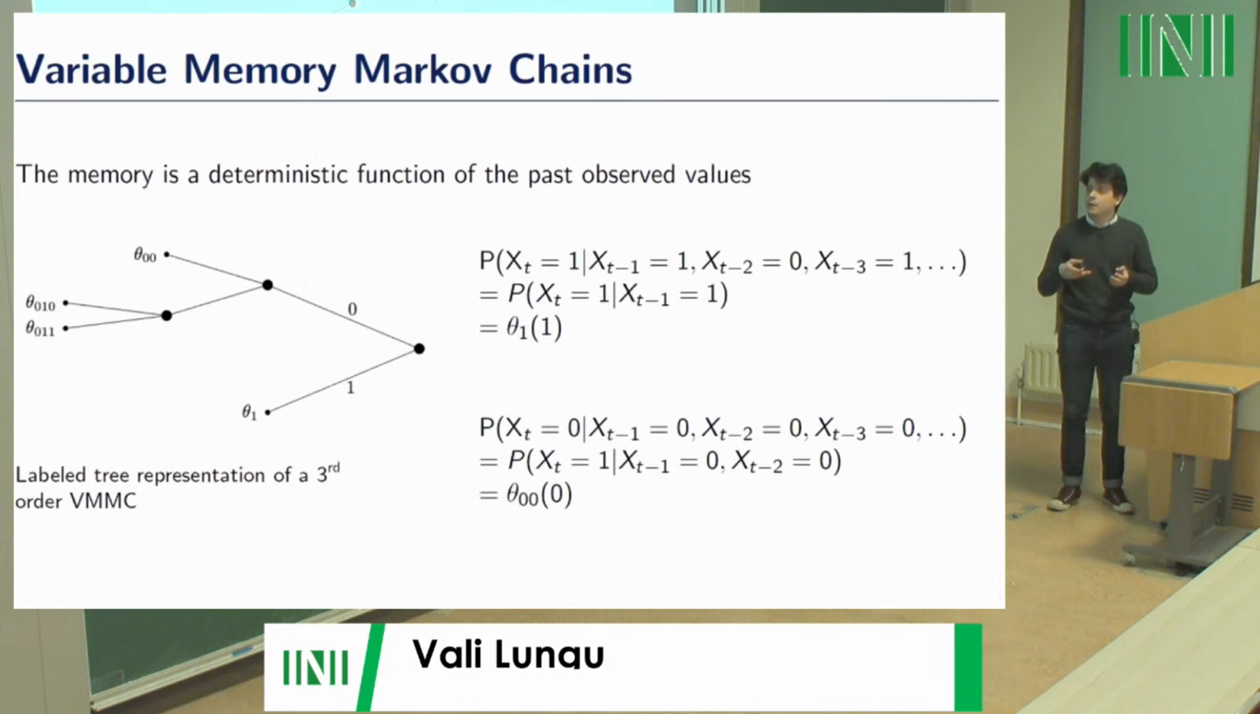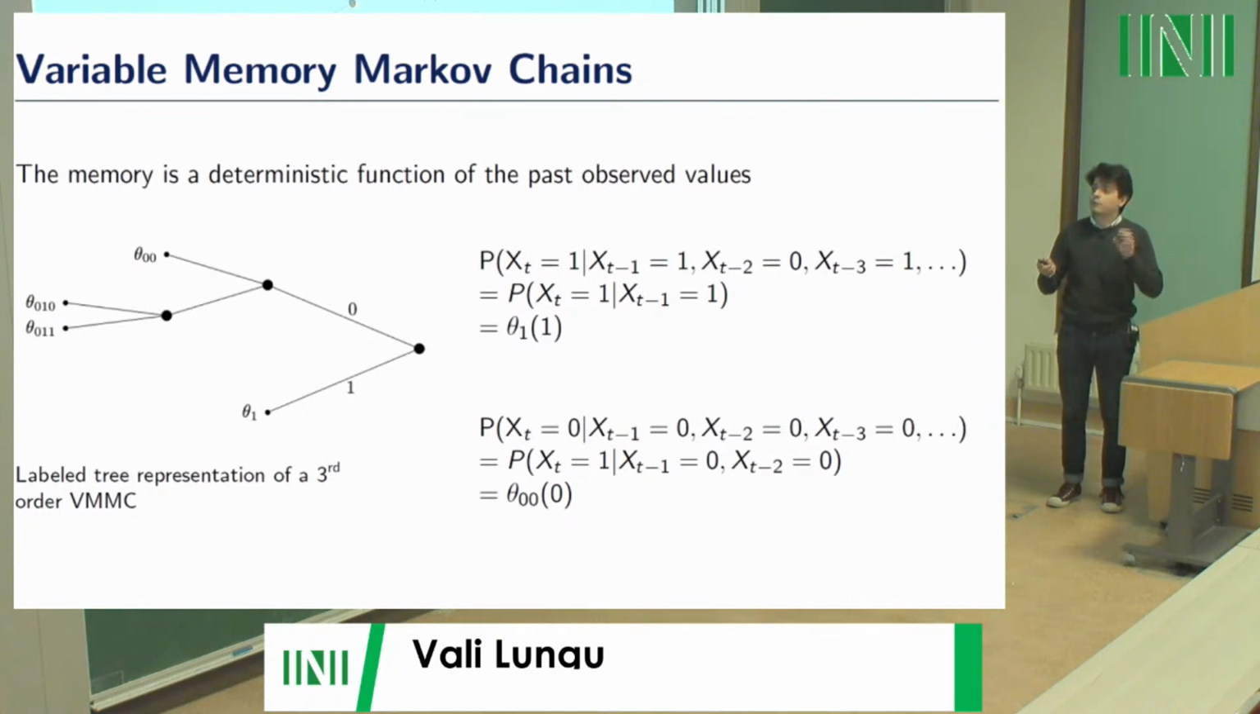Suppose you have a discrete alphabet, a binary discrete alphabet, which basically contains only 2 elements, a 0 and 1. So each observation can be either 0 or 1. And let's consider a third-order VMMC. There are 2 important things to note about VMMC. First of all, each VMMC can be graphically represented as a labeled tree like the one we have there. So that's a third-order variable memory Markov chain.